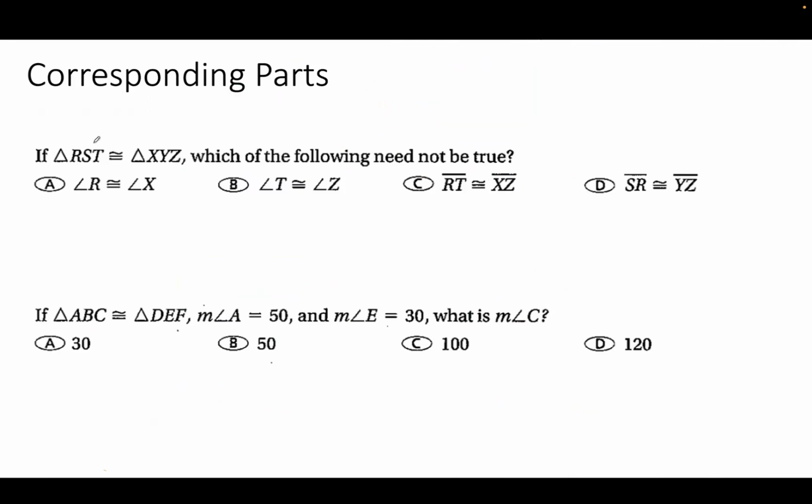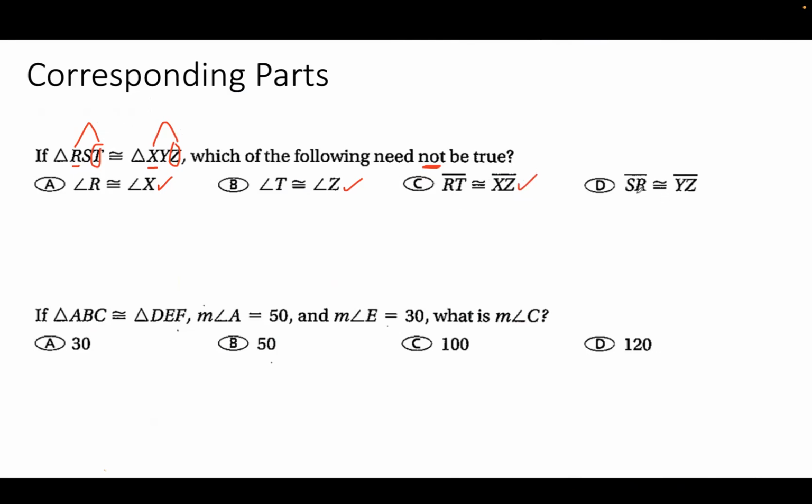Okay, so if I look at some quick multiple choice here, it says if triangle RST is congruent to triangle XYZ, which of the following need not be true? That means three of these are true, one of them isn't. So if I go one by one here, it says angle R is congruent to angle X, so R and X are both the first letter, so this is a true statement. T is congruent to Z, so T is the third letter. Z is also the third letter, so those angles are in fact congruent, so this is also true. RT, so RT would be the first and the third letter, is congruent to XZ. X is the first, Z is the third letter. So once again, that is a true statement.